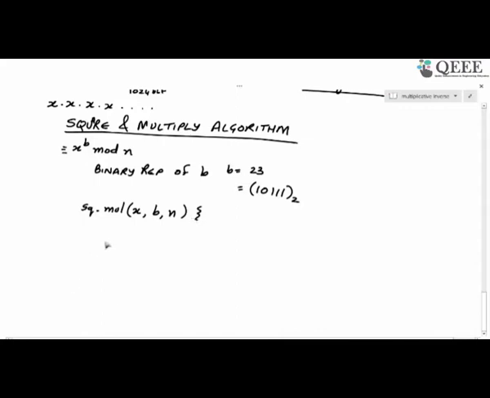So the working is like this. First you take a temporary number called z equal to 1, and then you have a loop for i equal to L minus 1 down to 0, where L is the length of this particular binary string. For example, over here L will be 1 2 3 4 5, L equal to 5 in this case, because there are 5 bits in this particular binary representation of 23.